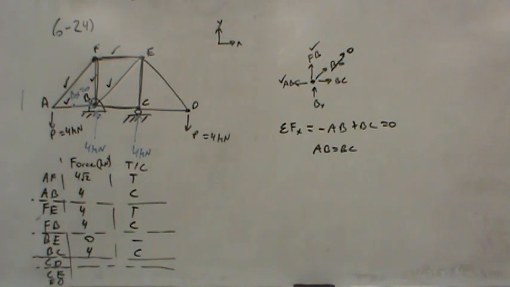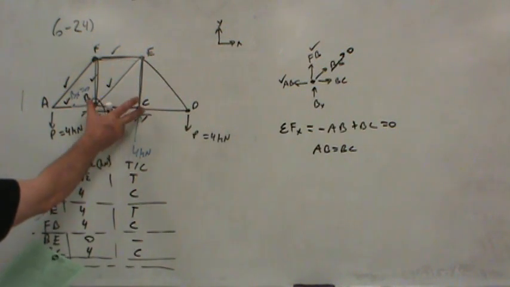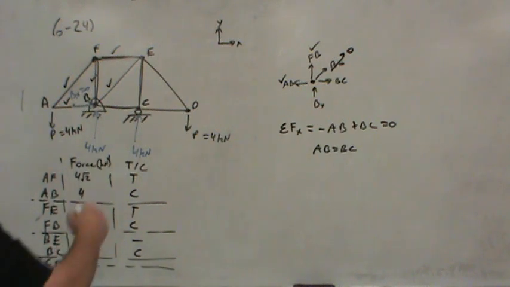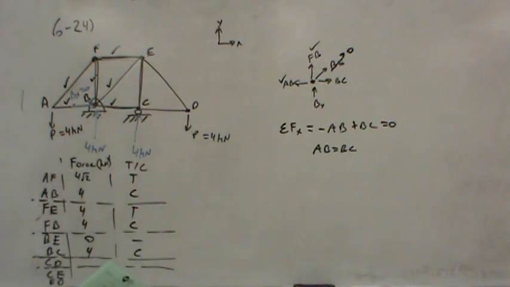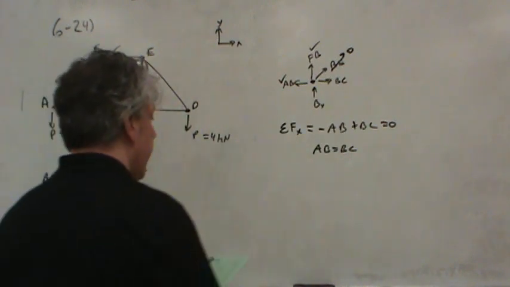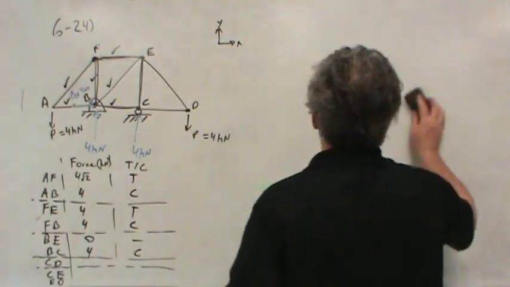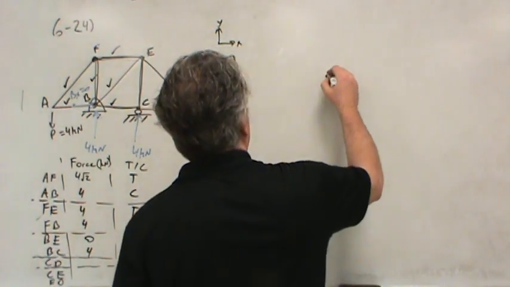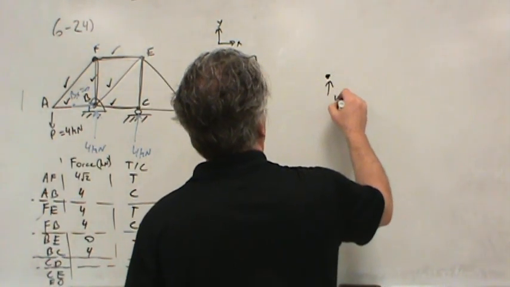So BC is negative 4 kilonewtons. BC is also in compression. All right, so we're moving along nicely. We've only got 3 more members to solve. If we take a free body diagram of pin C, or joint C, then we'd have 4 kilonewtons.